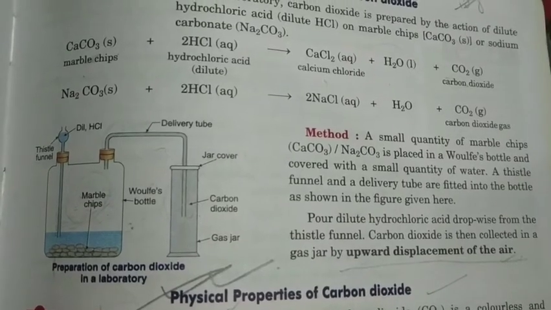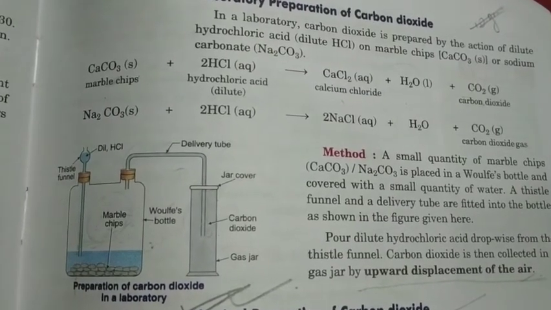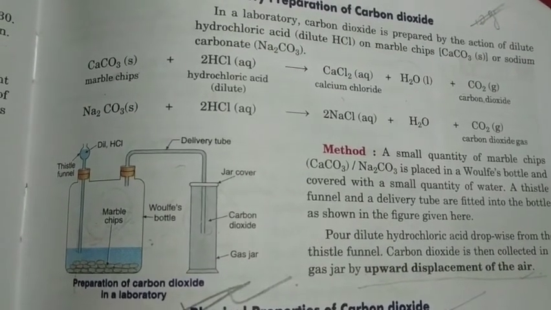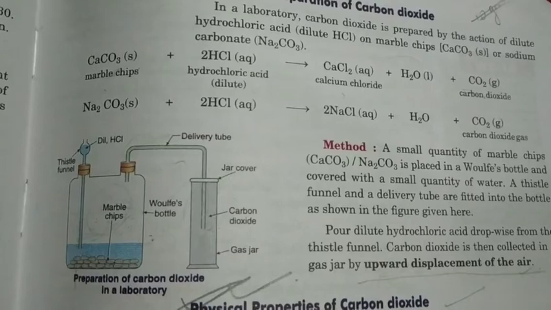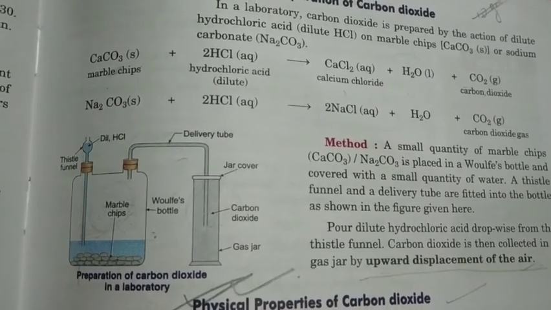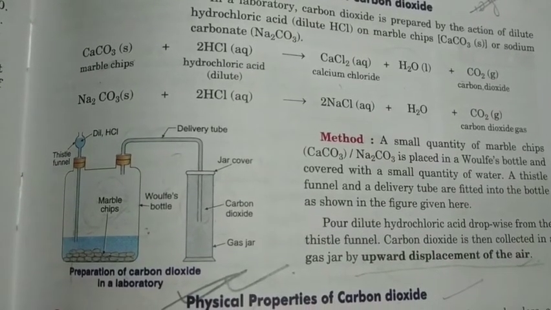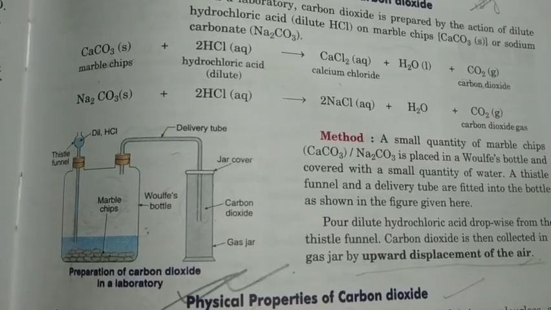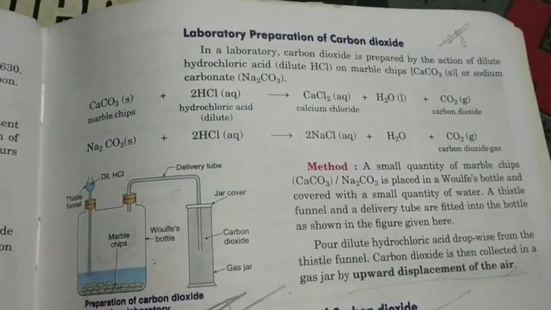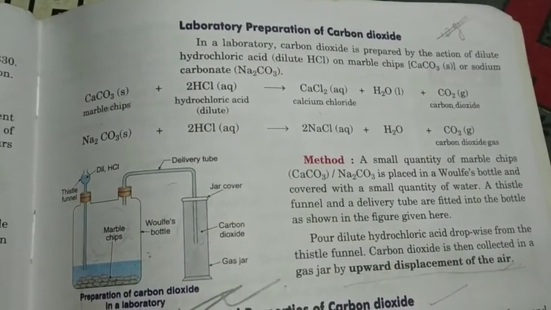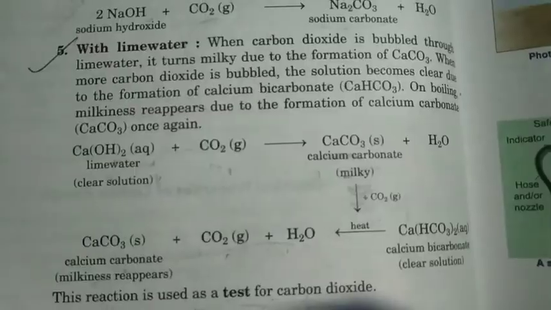Here, how is the gas collected? By upward displacement of the air. The reactions that occurred here are calcium carbonate, that is CaCO3, plus hydrochloric acid, which forms calcium chloride plus water plus carbon dioxide gas. In the second reaction, sodium carbonate plus hydrochloric acid gives sodium chloride plus water plus carbon dioxide gas. So in the laboratory, carbon dioxide is prepared by the action of dilute hydrochloric acid on marble chips or sodium carbonate.